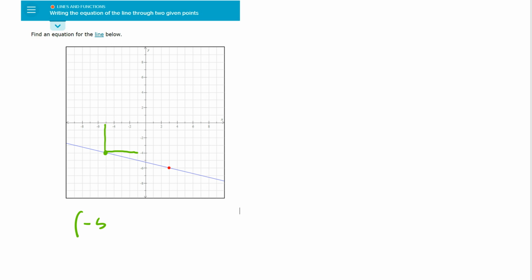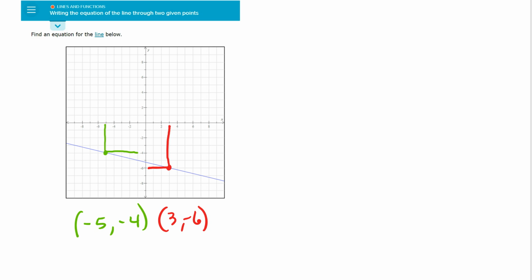So the green dot is located at -5, -4. And this red dot has an x coordinate of 3 and a y coordinate of -6. Now, in order to write the equation, I am going to assume they just want it in y equals mx plus b form.